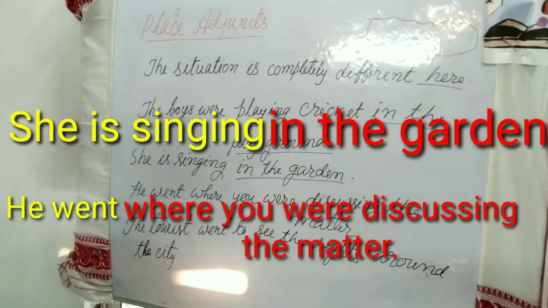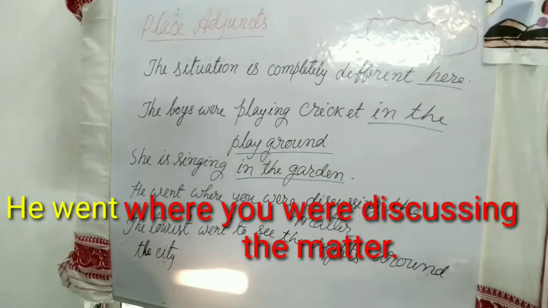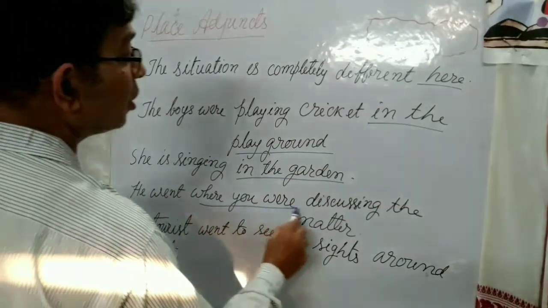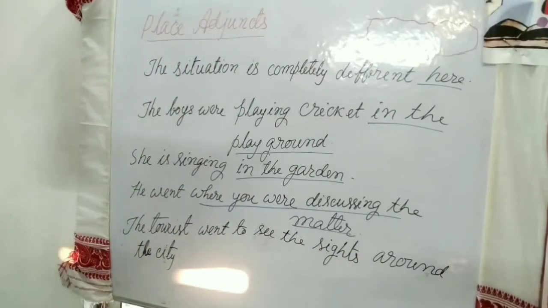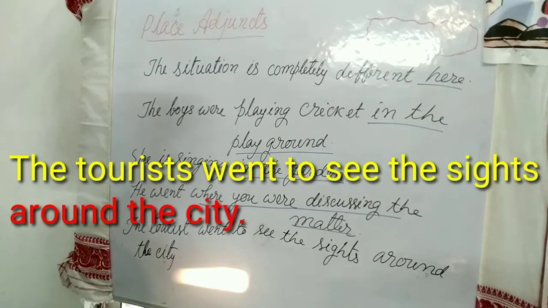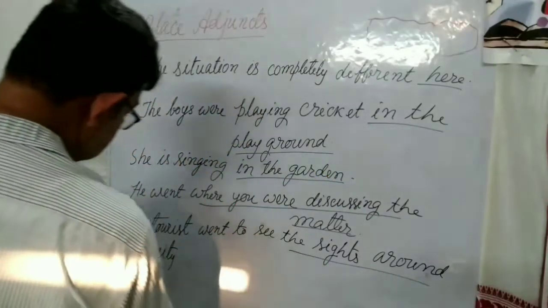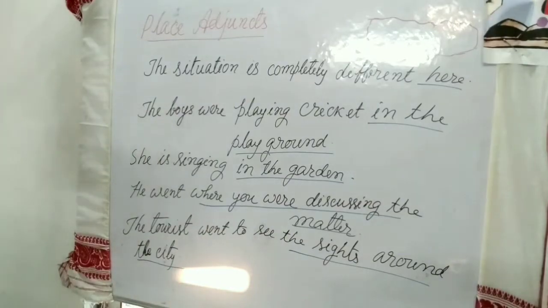He went where you were discussing the matter. Here again we find a clause which describes the place of the event. He went to the place where you were discussing the matter. The tourist went to see the sights around the city. The sights around the city. Here again is another phrase used as adjunct of place. By this adjunct of place, we can know where an action is taking place, or where an action had taken place or has taken place.